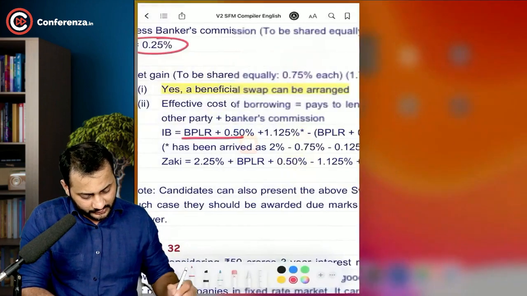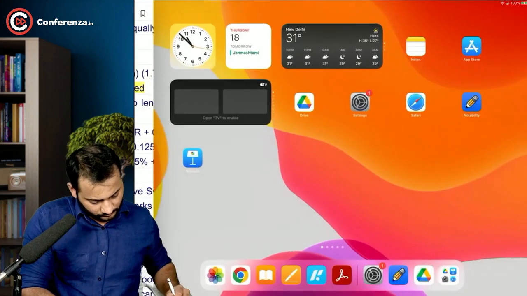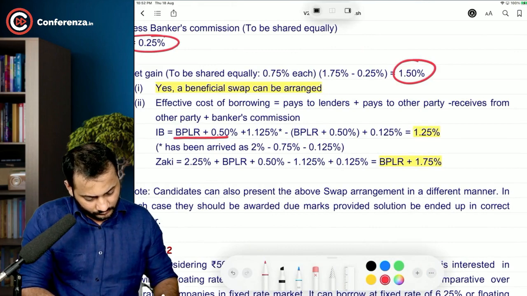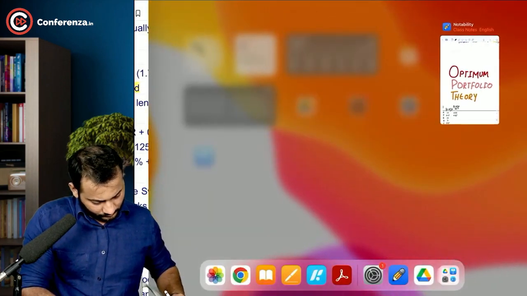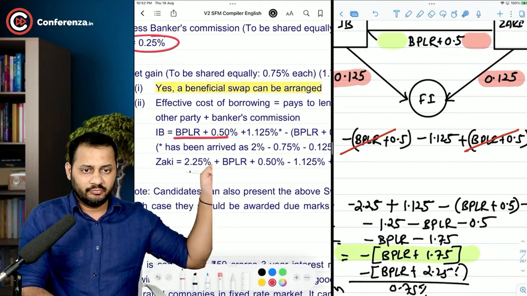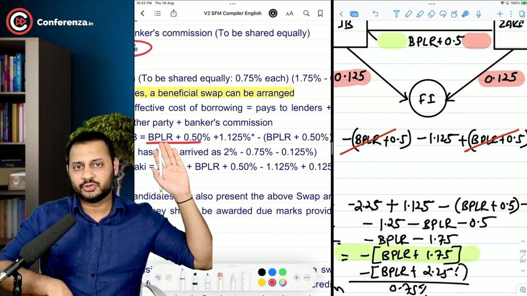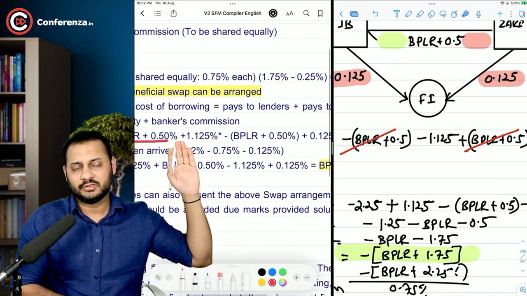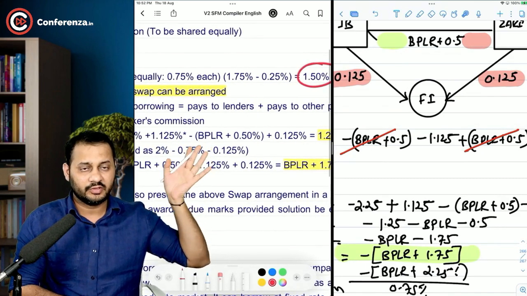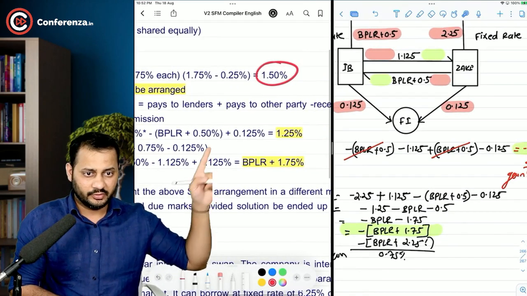Just let me show you the same that we did. Yeah, see, BPLR plus 0.5, BPLR plus 0.5, then 1.125, 1.125. The only difference is the outflow has been shown positive here and presented in a positive figure, and the inflow has been presented in a negative figure in this case. We have given a different sign there. That's it. So again, BPLR plus 0.5 and 0.125 and 0.125.